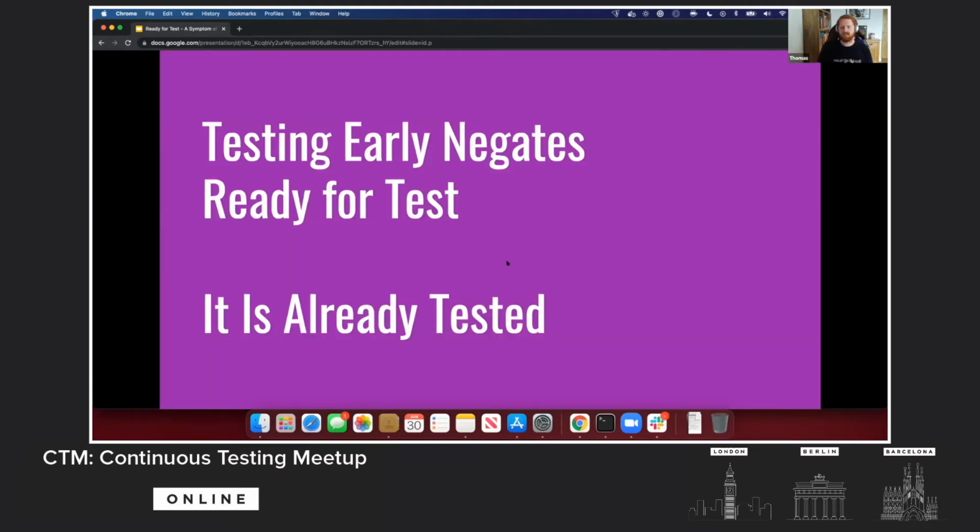So when we start to test early, we start to negate the need for ready for test, because we've already been testing. We've been testing the entire time, from the very start of the process, from the very idea with those spike tickets, all the way through to 3 amigos and in the pairing process.